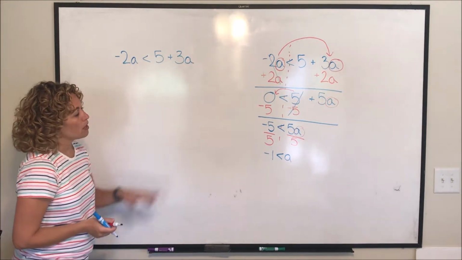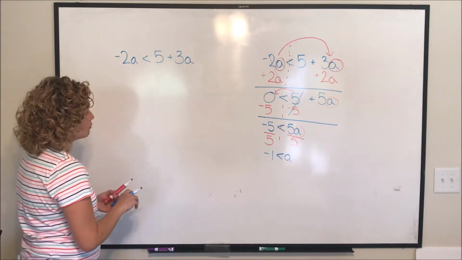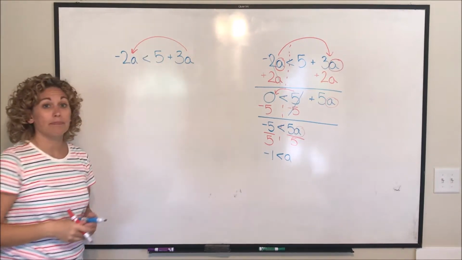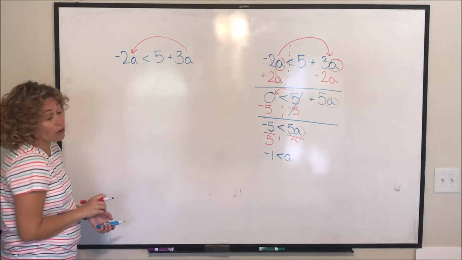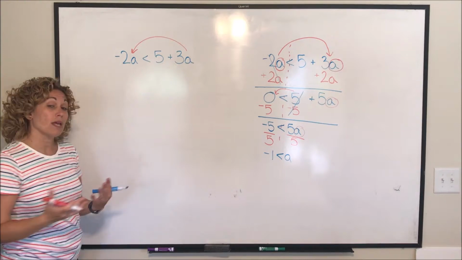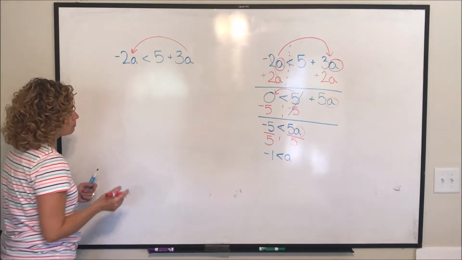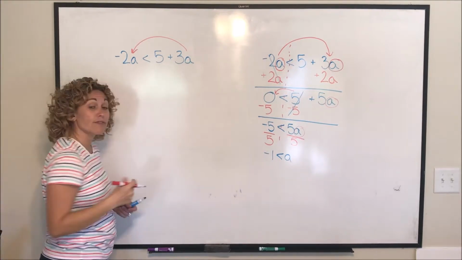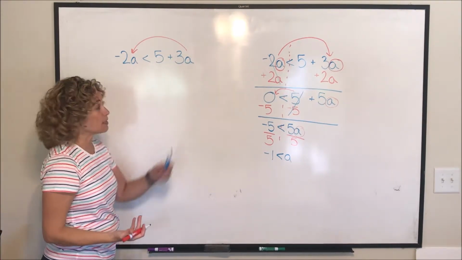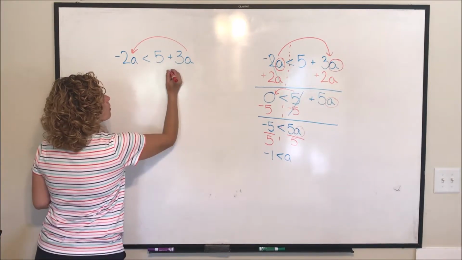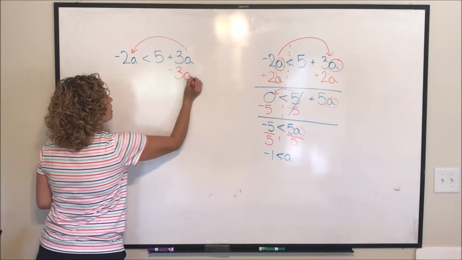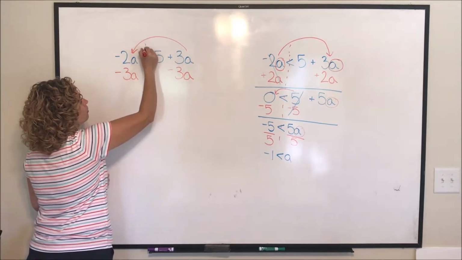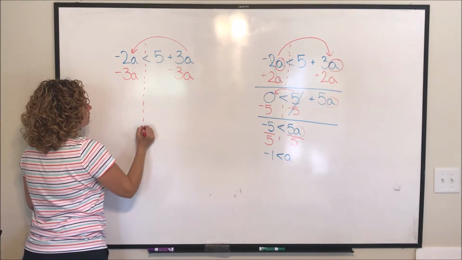All right. What happens, though, if you chose to move the 3a to the other side? It is not wrong at all. We want to get all the a's on one side. So if we move this 3a to the other side, this is a positive 3. We are going to do the opposite. Since this is plus 3, we're going to subtract 3a from both sides. Again, we're crossing over this point.